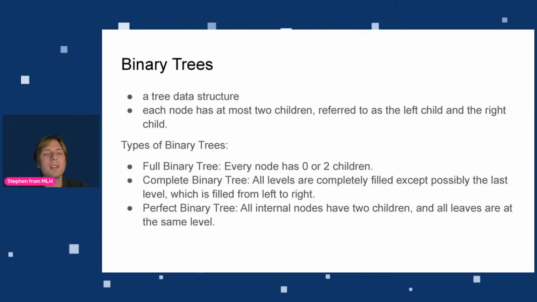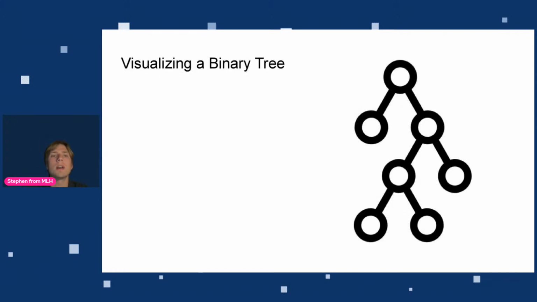And then a complete binary tree is the case where all levels are completely filled, except possibly the last level, which is filled from left to right. So that is a case where all levels get populated with these two children. And then perfect binary trees are ones where all internal nodes have 2 children and all leaves are at the same level.